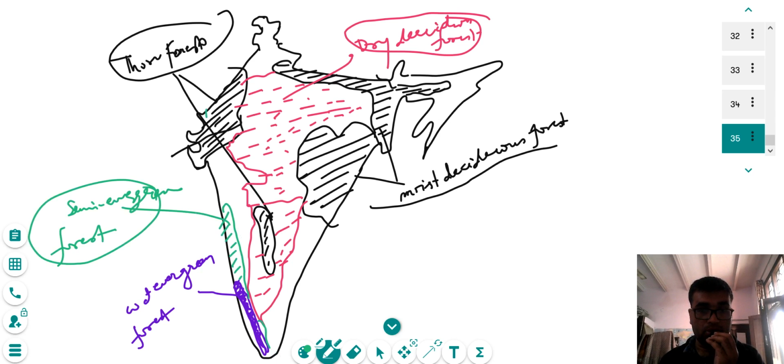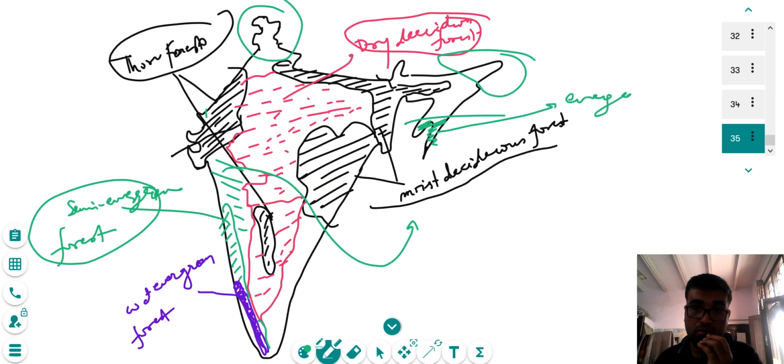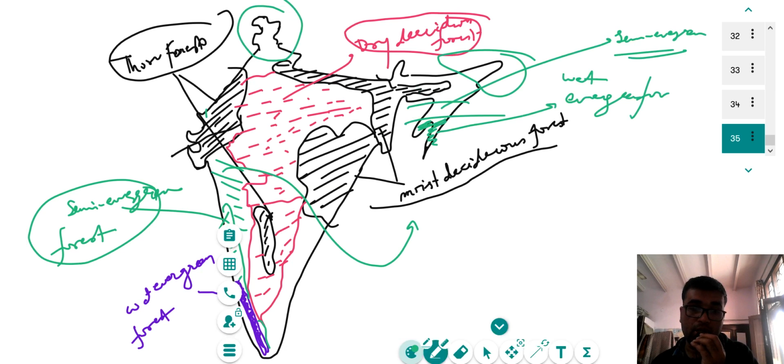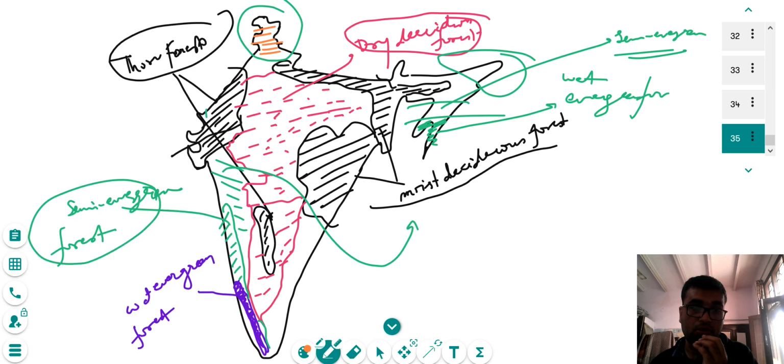Right? And in this belt that is here, you again have the same type of the moist deciduous forest, right? This is the mountain region. And in this belt you have the evergreen forest, particularly the wet evergreen forest. In the margins of the wet evergreen, you again have the semi-evergreen forest, right? And the remaining region is this region. Here you have the mountain vegetation in this belt, right? You have the mountain vegetation.